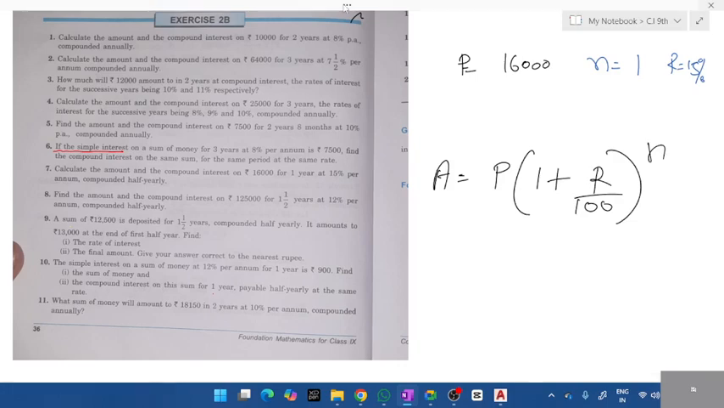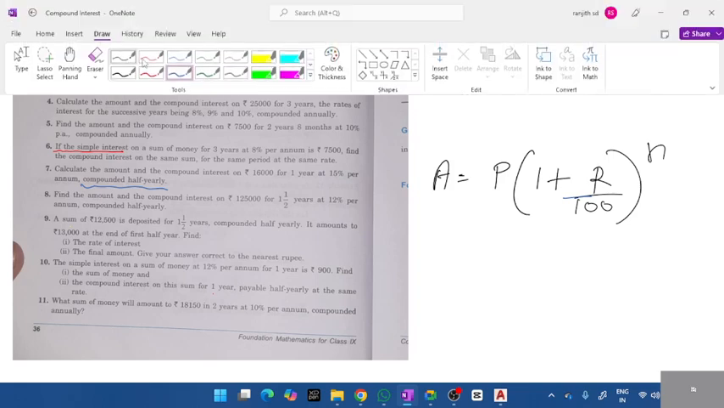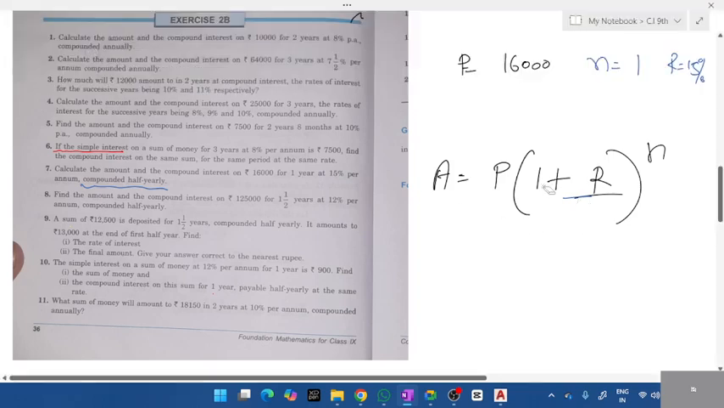Okay, this is compounded annually. Read the question again. Is it compounded annually or half yearly? So for half yearly, what two changes do you have to make here? R divided by 2 into 100, and n becomes 2n, that's it. Understood?